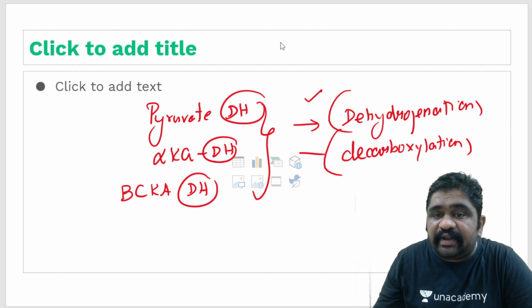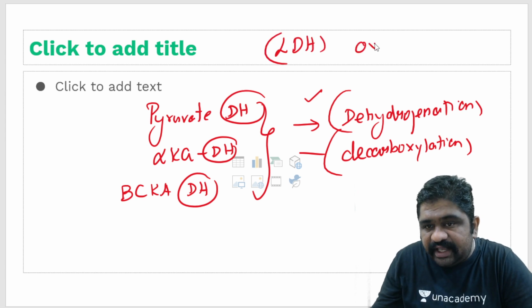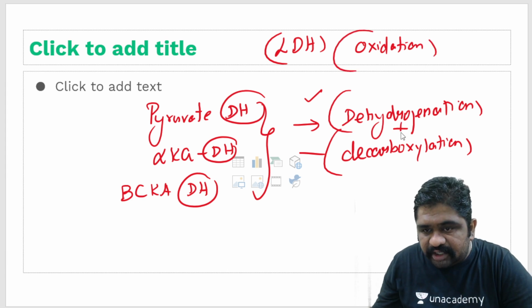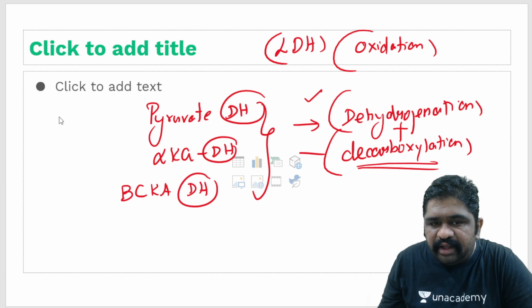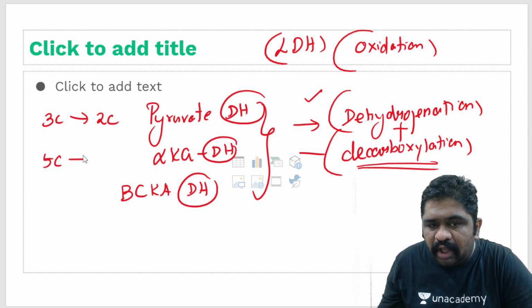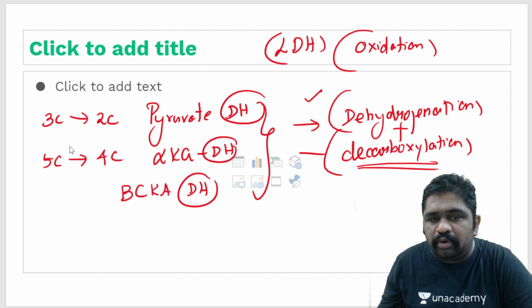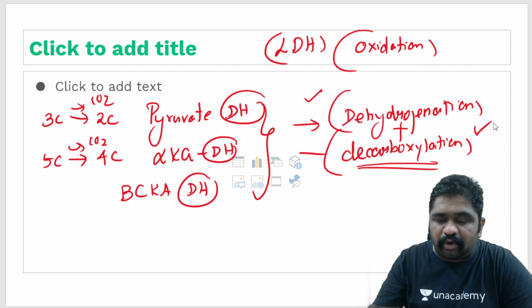It is unlike dehydrogenases like lactate dehydrogenase, where only oxidation can happen, that is, dehydrogenation alone. But here, not only dehydrogenation, decarboxylation also happens. What is the meaning here? Pyruvate dehydrogenase acts on pyruvate, a 3-carbon compound, and converts it into acetyl-CoA, a 2-carbon compound. Alpha ketoglutarate dehydrogenase acts on a 5-carbon compound and converts it into a 4-carbon compound. In both conditions, carbon dioxide is lost, so decarboxylation happens. This is one unique type of dehydrogenase.